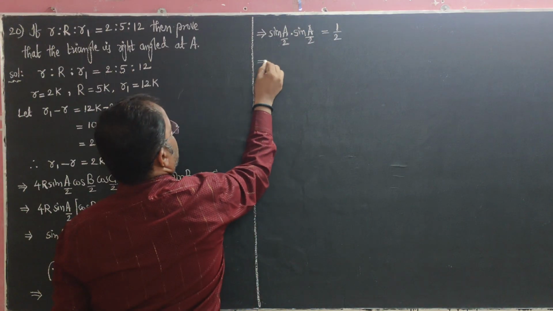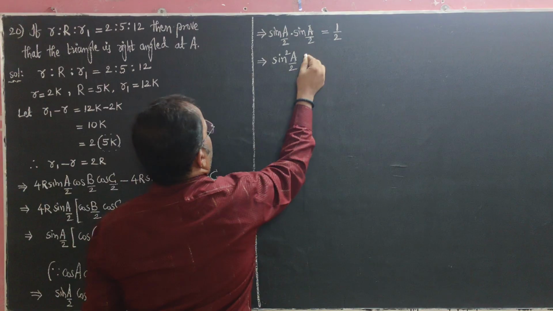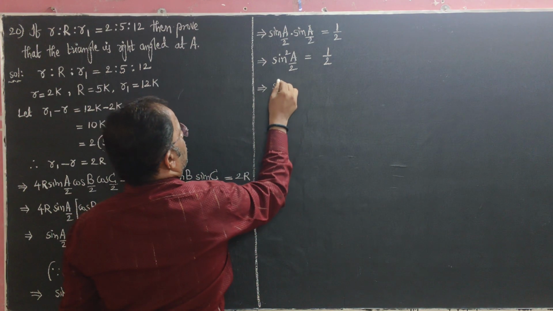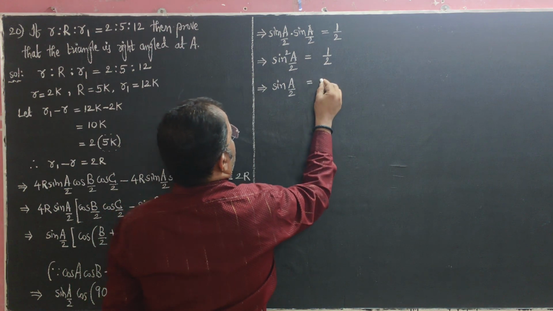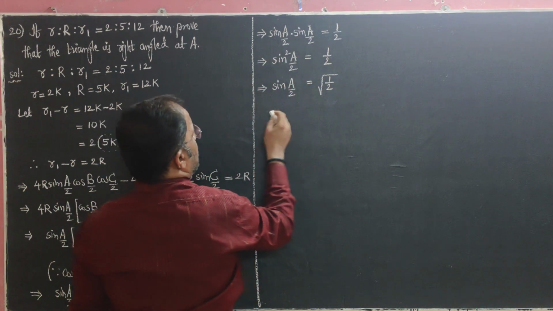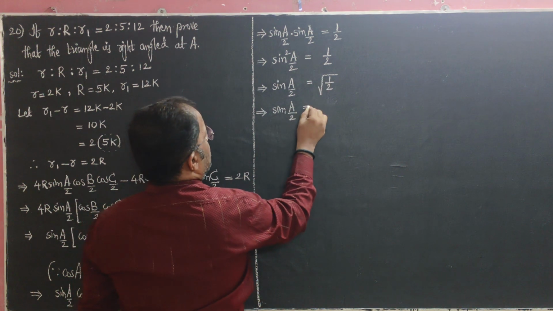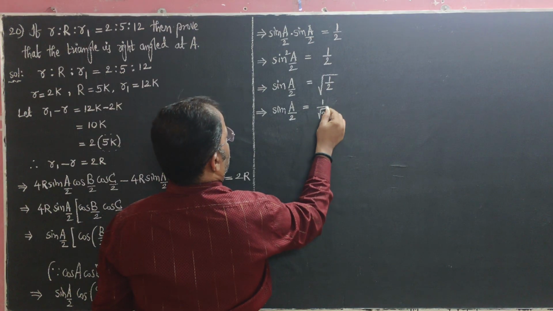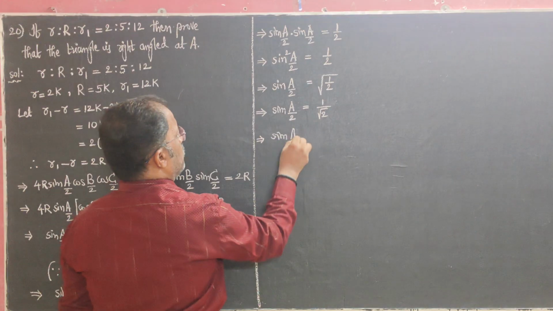Clear? And next, sin a by 2 into sin a by 2 means sin square a by 2. Remove the square: when we remove the square on one side, what do we write on the other side? We write the square root. So sin a by 2 equals, root of 1 is 1, root of denominator 2, means 1 by root 2. Left side again same, sin a by 2 as it is.